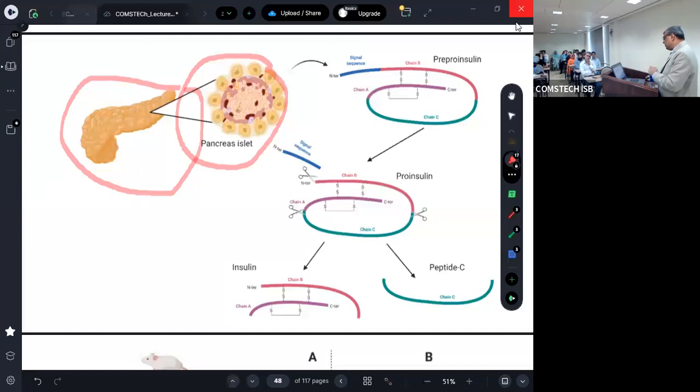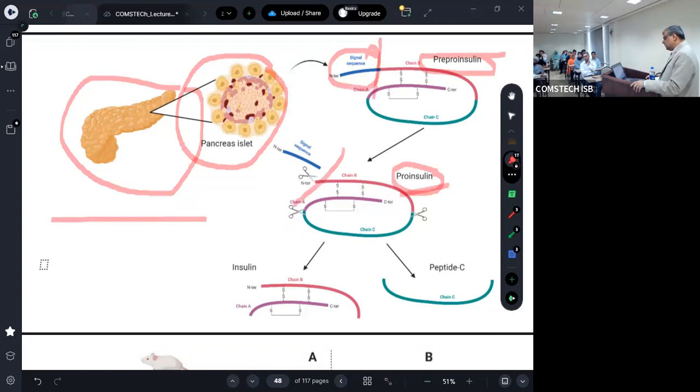Initially, there is formation of pre-pro-insulin. From pre-pro-insulin, there is formation of pro-insulin. The first part we call the signal sequence. If it's cut, then we call it pro-insulin. Normally insulin has two chains, chain A and chain B.